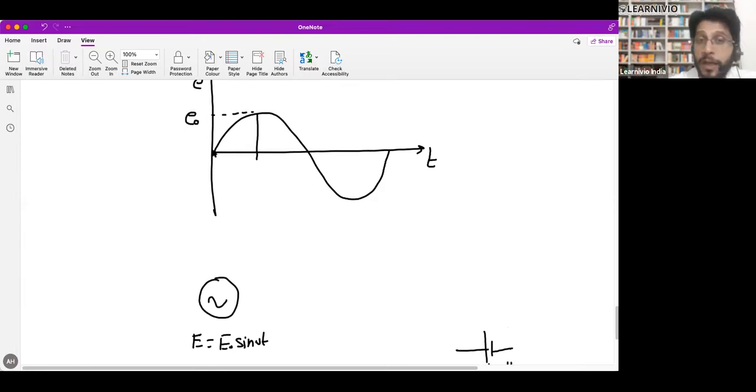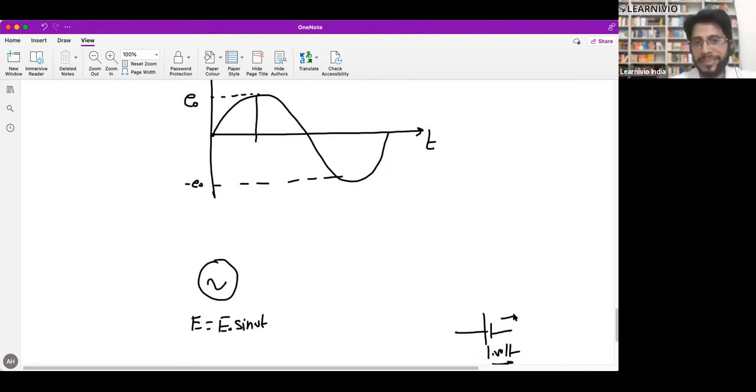At some time, its value is 0. Then it becomes maximum. Then it becomes 0 again. Then it becomes negative. Negative means the polarity has shifted. This is minus E naught, and this is 0 again. So that's the difference between DC and AC. DC is constant, but AC changes periodically, it changes continuously. Till now we solved circuits using this type of source. Now we will solve circuits using this.